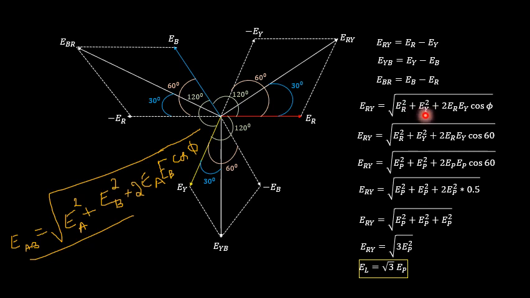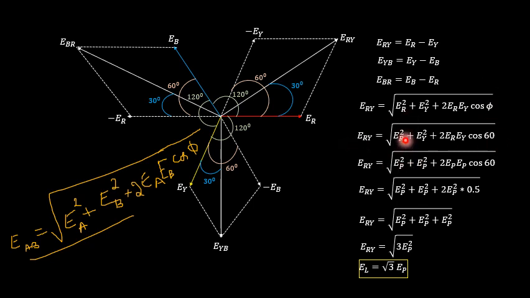So it is ER square plus EY square plus 2 ER EY cos phi, where this phi represents the angle in between the voltages, that is ER as well as EY. So EY, in the sense, it is minus EY. So in between ER and minus EY, I am having an angle of 60 degrees. So instead of phi, I am going to substitute it as cos 60 degrees.